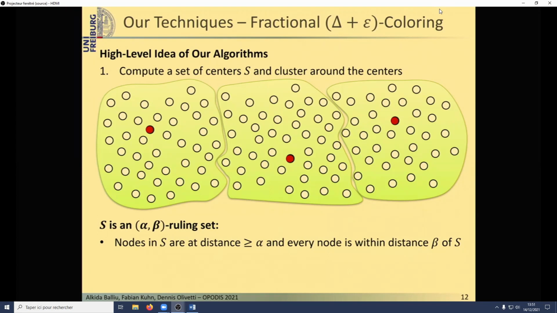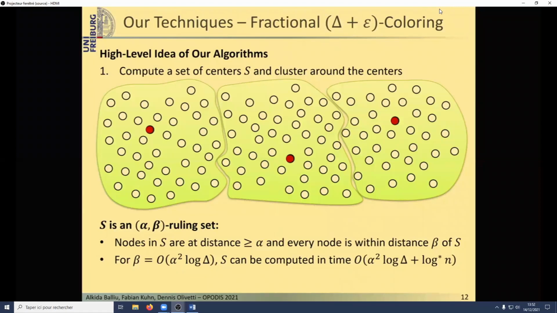What's an alpha-beta ruling set? It's a set of nodes so that any two nodes in the set are at distance at least alpha, and every node not in the set is within distance beta of some node in the set. If you fix alpha to whatever you need, and then choose beta of order alpha squared log delta, then those sets can be computed quite efficiently. I'm not going to tell you how, but these are standard algorithms. You can compute these sets in alpha squared log delta plus log star n time.